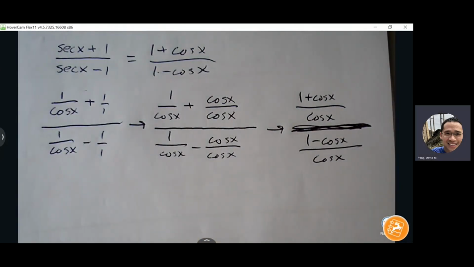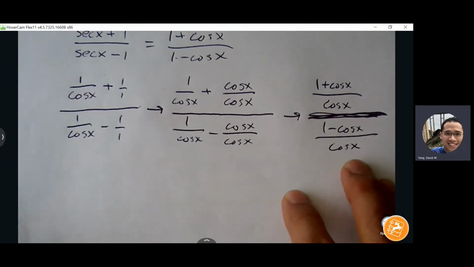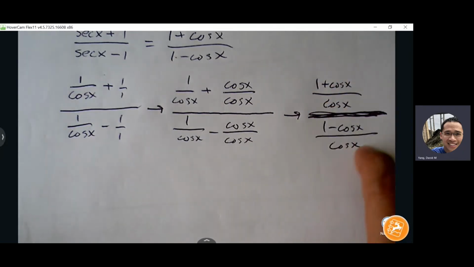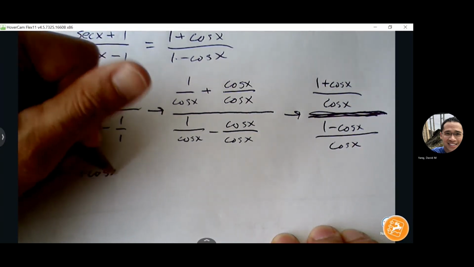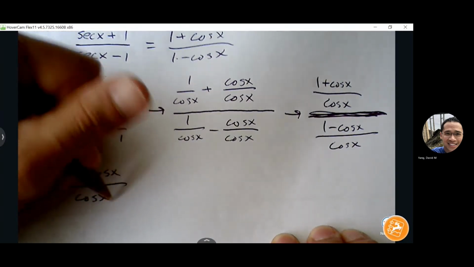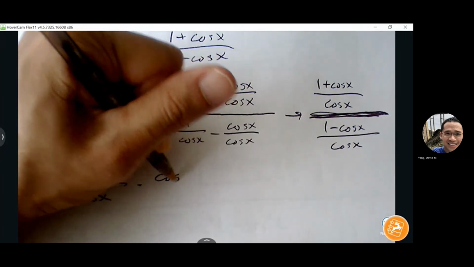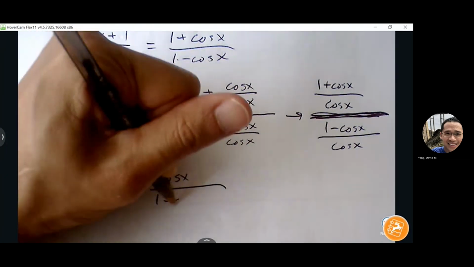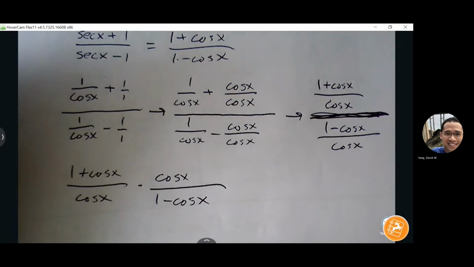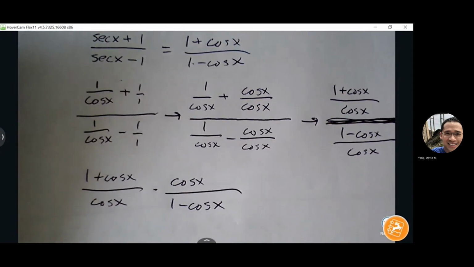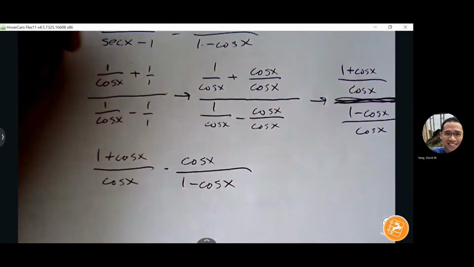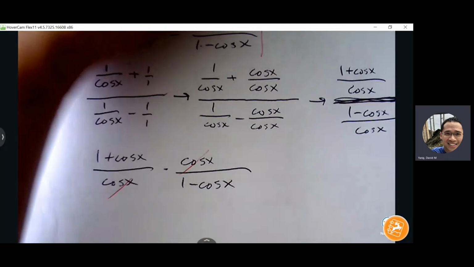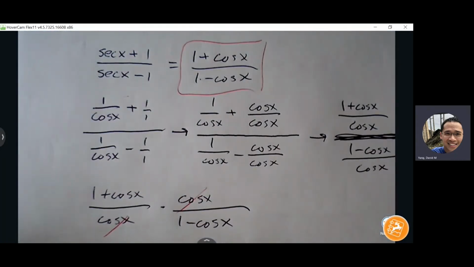Okay, dividing by a fraction is the same thing as multiplying by its reciprocal. So I'll do this times the reciprocal of this. What happens here? Cosine goes away. I'm able to reach my goal there.